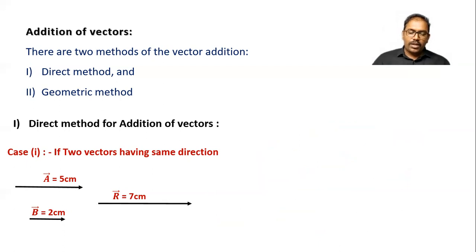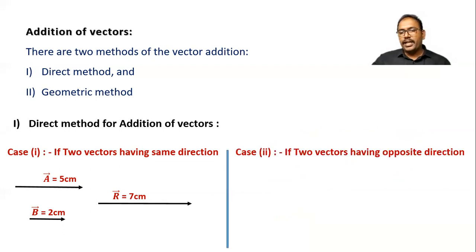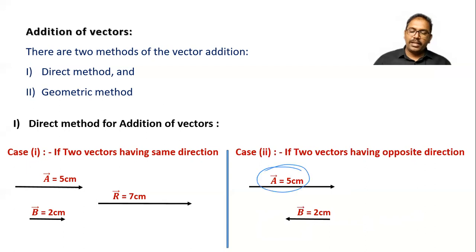Now after the same direction, we have to learn the opposite directions. Case 2: if two vectors have opposite directions. For example, you can see this A bar has a 5 centimeter magnitude and a direction as shown in the diagram. B bar has a 2 centimeter magnitude, and its direction is opposite to the direction of A bar. Then when we add these two vectors, we get 3 centimeters.